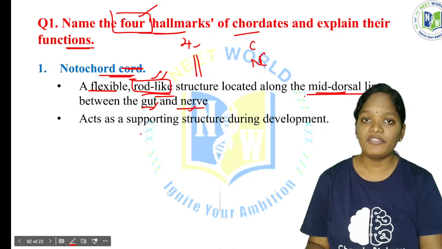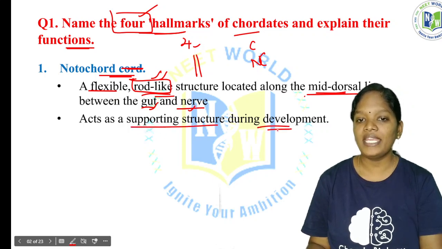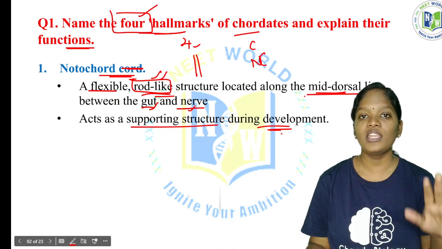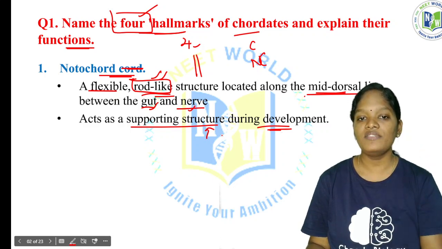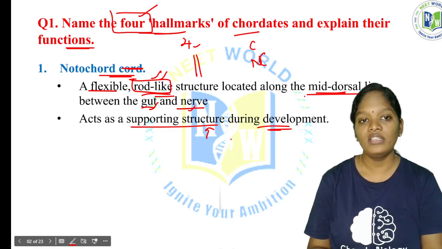And what is its function? It acts as a supporting structure during development. If there is an absence of notochord, the animal cannot stand stiff. So this is the supporting structure which is very helpful for the organism in its development. So this is the structure, location and function of the notochord.